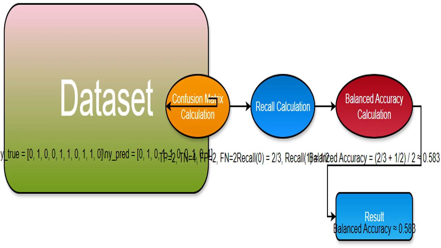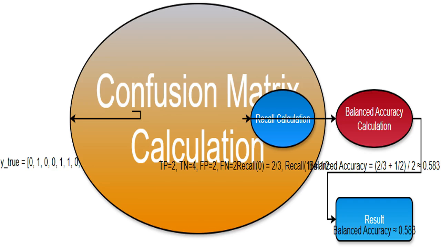I'm given the true labels, Y_true, and predicted labels, Y_pred, for a binary classification problem. Each number represents a data point's class, 0 or 1. I'll use these to calculate the performance metrics. Let's get started. I calculated the confusion matrix.